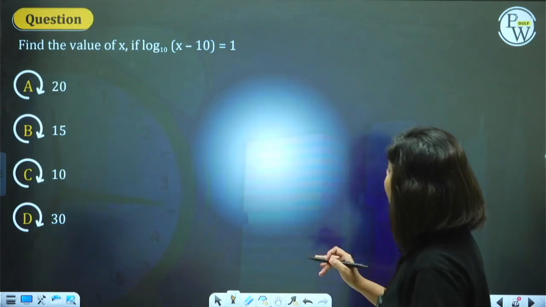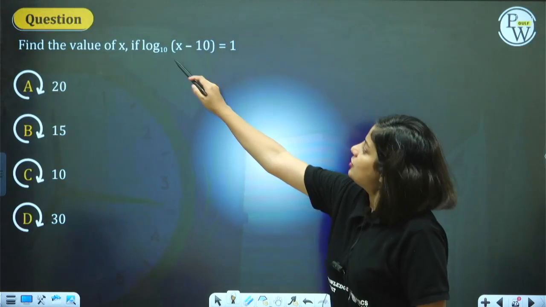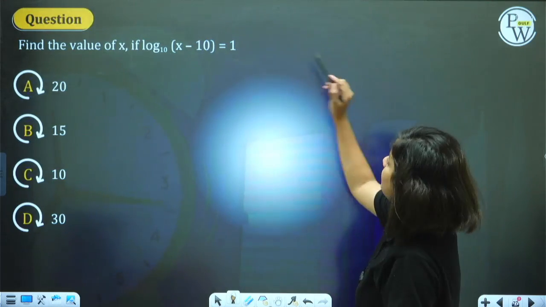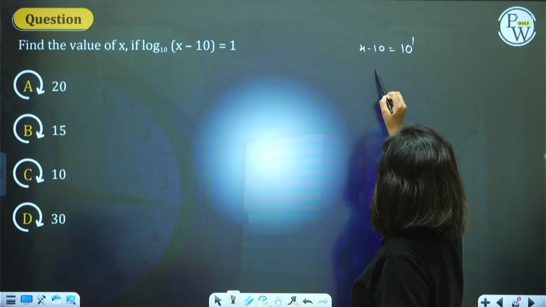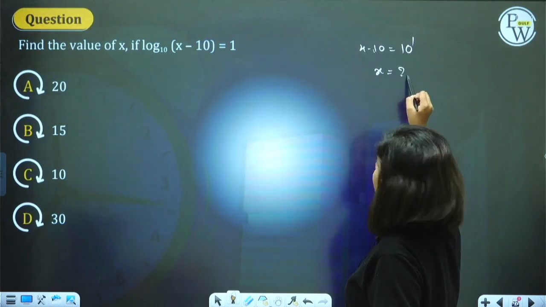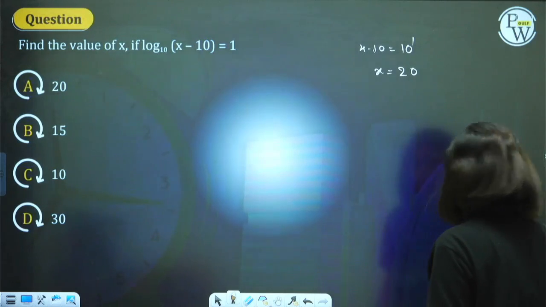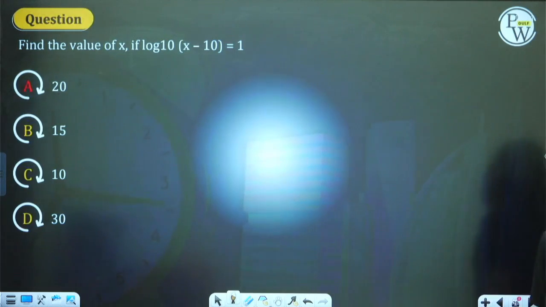Again, logarithmic to exponential. This 10 will come here, push 1 upwards. On the left side you have x minus 10 is equal to 10 raised to 1. X is equal to 10 plus 10, 20. Answer is option A. The one marked in red is the answer.